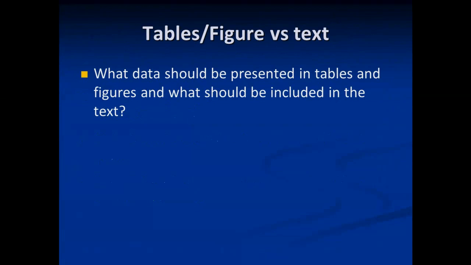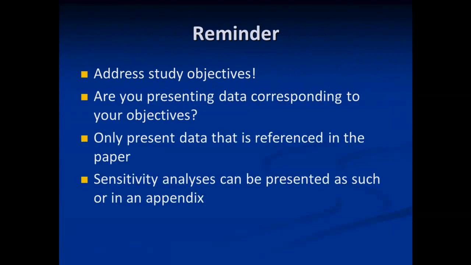But most of your numbers are going to be listed in tables and figures, okay? Because it's just not an easy way to read it. Some reminders: make sure your study objectives are met. Only present the data that's referenced in the paper. If I suddenly see a variable that I have never heard about before in the table or figure, I'm going to question that as a reader and for sure as a reviewer, right?